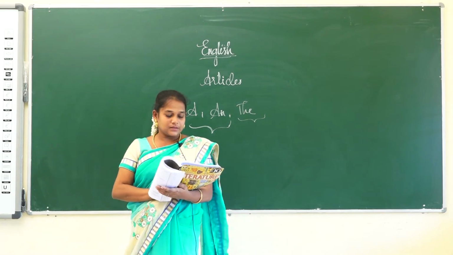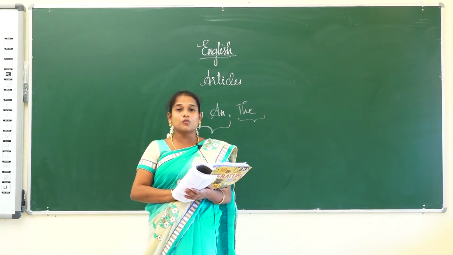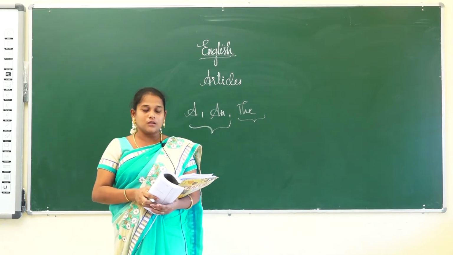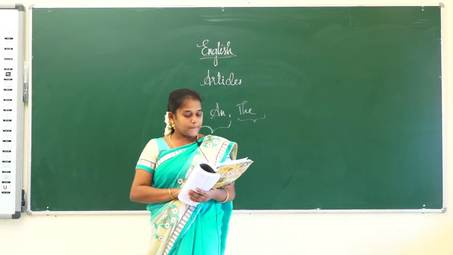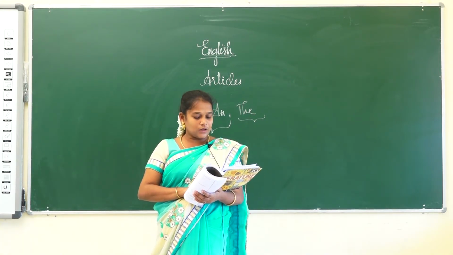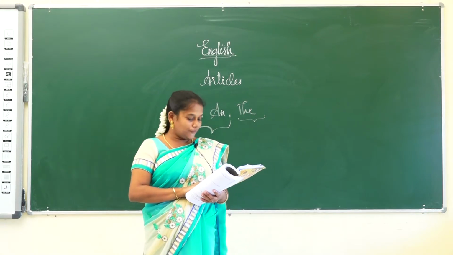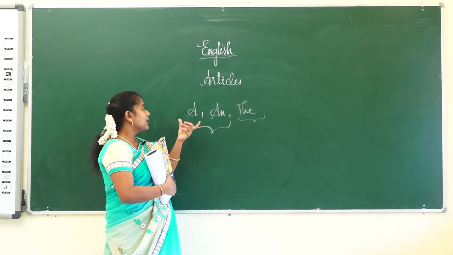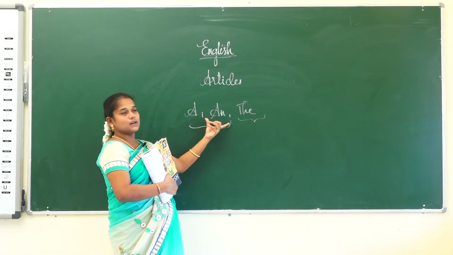Okay. Let us see. We use a and an with a singular noun only. So, when we represent only one thing, we will use a or an. We can use it with a singular noun and an adjective which begins with a consonant sound. So, when the word begins with a consonant sound, we will use the word a. When it has a vowel sound, we will use the term an.